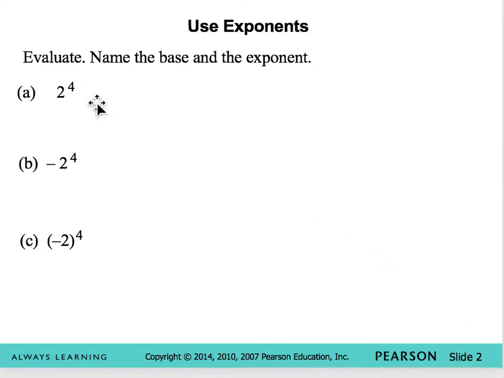Okay, so this says evaluate and name the base and the exponent. Okay, so on this one the base is 2 and the exponent is 4. So what that means is I want to multiply that 2 times itself 4 times. So 2 times 2 is 4, times 2 is 8, times 2 is 16. Now, look at the difference of these two.